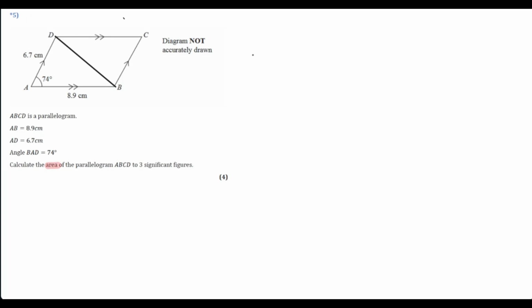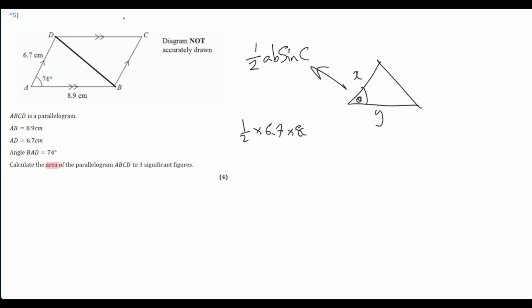Why do I want to do that? Because I can use half ab sine C, which is the area of a triangle. Just a general rule: if you have a triangle and there's an angle, then you've got 2 sides and you have this angle. This is a really good way to see that I can use this area of a triangle rule, which I'm going to do here. So I'm going to do half times 6.7 times 8.9 times sine 74. So if you have an angle between 2 sides, yes, you can use half ab sine C. Just a really quick way of knowing when to use that.